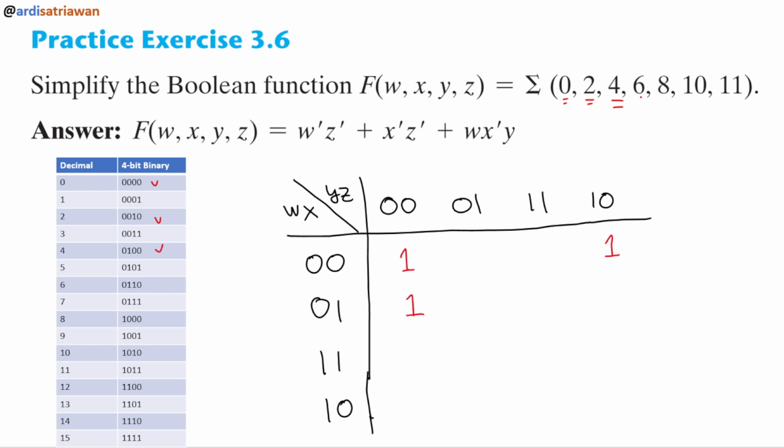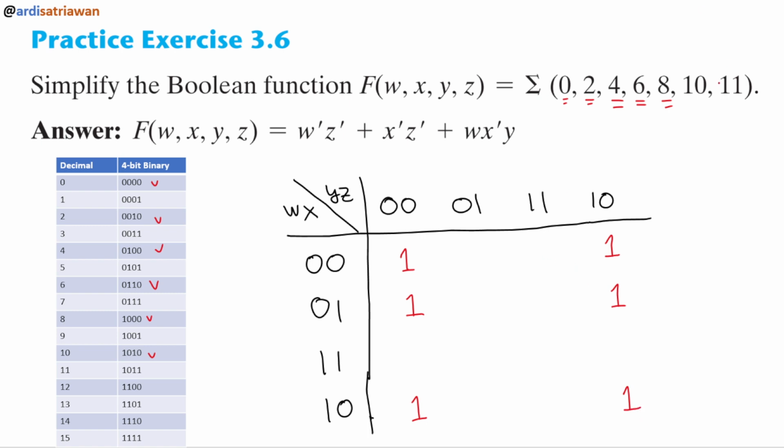The next one will be 6. What is 6? 6 is 0110, so that will be 6 here. For the next one, we will have 8. 8 is 1000, so let's fill it here. This is for 8. And then 10. 10 is 1010, so we fill 10 here.